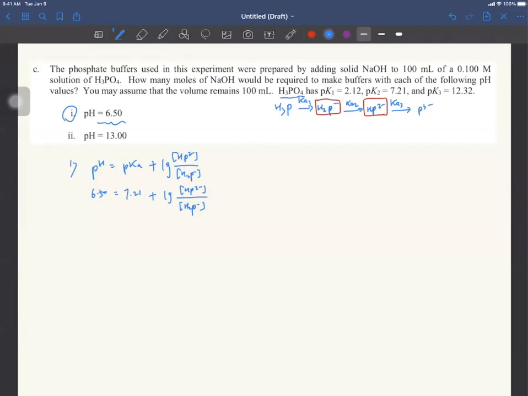But actually, when we apply the Henderson-Hasselbalch equation, we need to realize we directly put the initial concentrations of the conjugate base and the acid into the equation. Based on the definition, they are supposed to be the equilibrium concentrations. So how can we say the initial concentration of the conjugate base equals the equilibrium concentration? Why can we say this?